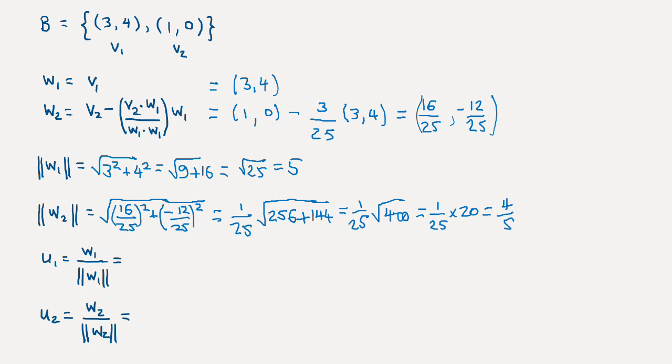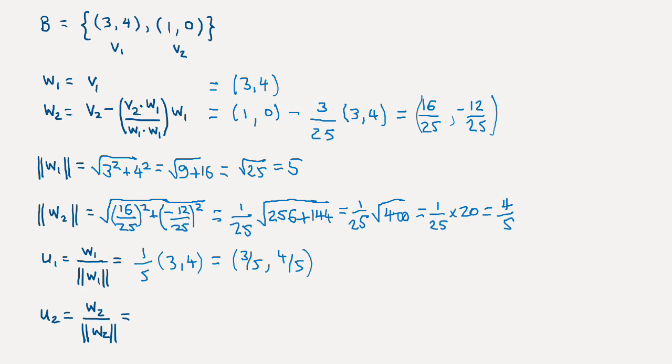Okay, so now we can do the last step, and normalize vectors w1 and w2. So vector u1 is going to be 1/5 of (3, 4). Or if we write that out, pull the 1/5 inside, we'll have 3/5 and 4/5. That's going to be u1.